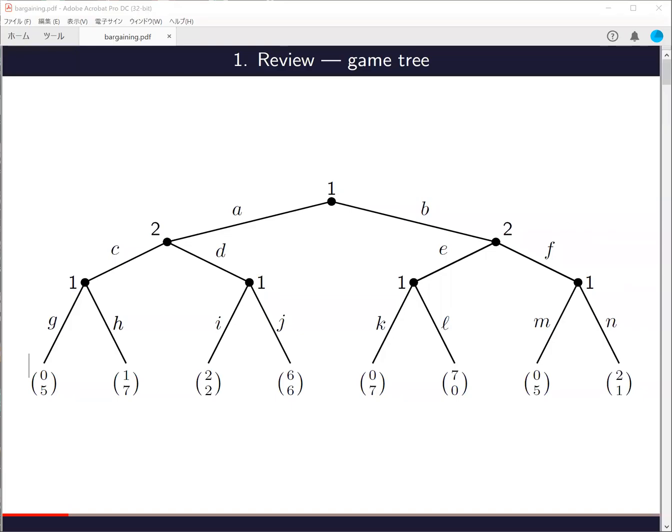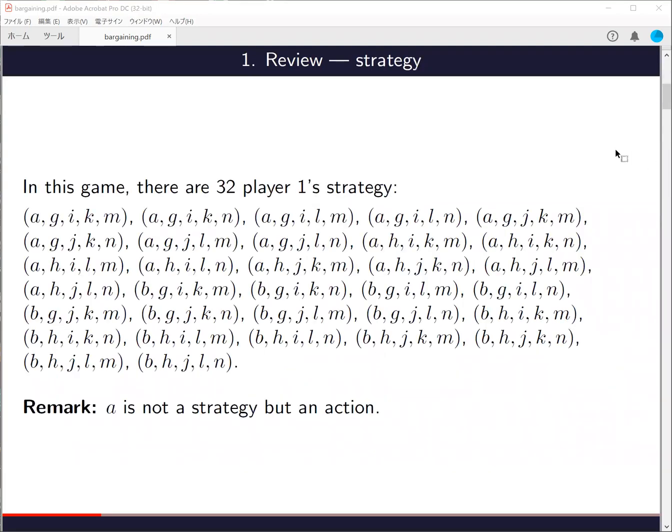Let's start with a review of strategies in an extensive form game, since understanding strategy is crucial for the rest of the course. Consider the extensive form game shown on the slide. In this game, player 1 has 32 strategies. That is, player 1 has 5 information sets where player 1 chooses an action from a set of 2 potential actions. And so he has 2 to the power of 5 strategies, which is 32 possible combinations of actions.